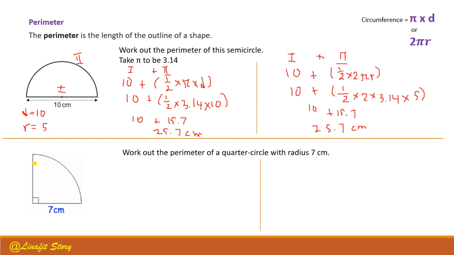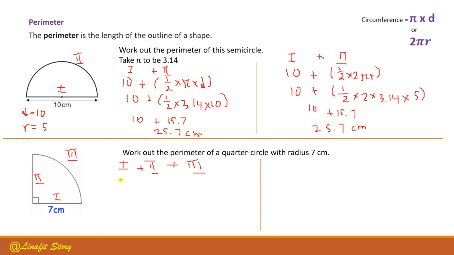The next, work out the perimeter of a quarter circle with radius 7 cm. How many sides are there? There are 3 sides. This is side number 1, the straight line. This is side number 2, the straight line. And then this is side number 3. This is the curved line. So side number 1 plus side number 2 plus side number 3.